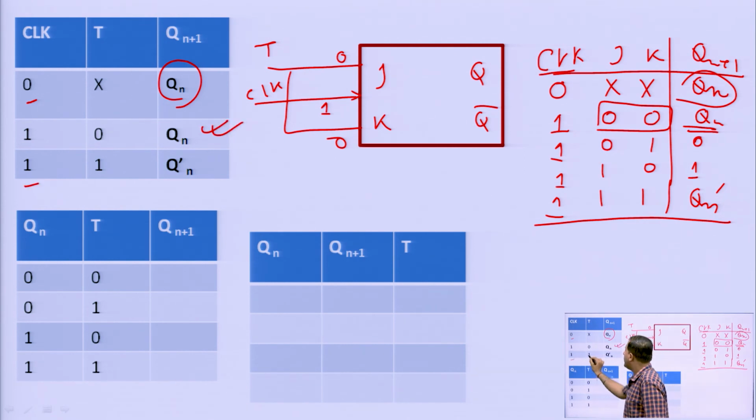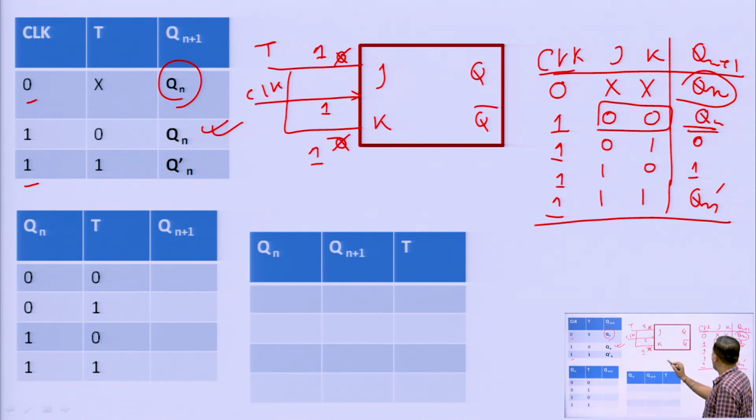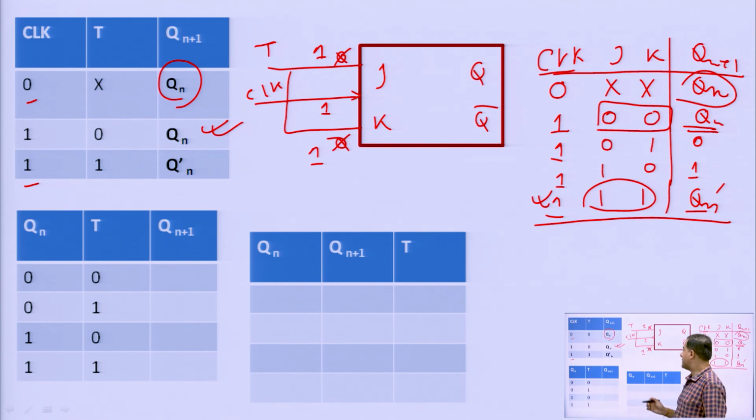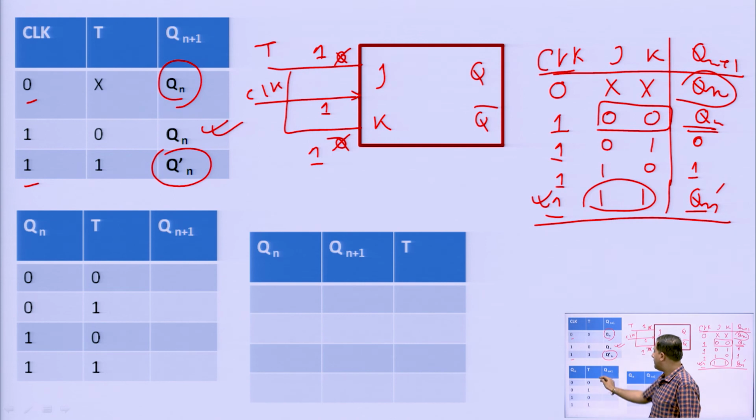When clock is 1 and T is 1, T is 1 in both cases, so J and K are both 1. So, with clock 1 and J and K both 1, the next state will be the toggle version. See, now it is written as Qn bar. Okay, so from this table we proceed.